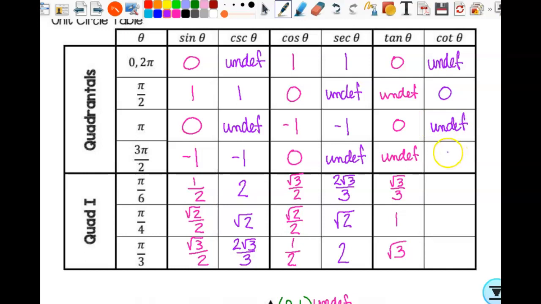3 pi halves would be what? 0. Then what's the reciprocal of the square root of 3 over 3? Square root of 3. Reciprocal of 1? 1. Reciprocal of the square root of 3? Square root of 3 over 3. So remember, one of the things we looked at was how the sine and cosine values for pi thirds and pi sixths switch places. Well, that's what happens with your tangent and cotangent values as well.